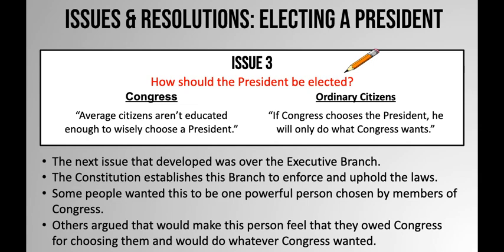And the executive branch, if you remember from Minnesota studies last year, is the branch that enforces or upholds the laws. Congress at this time really felt that the average person wasn't qualified to elect a president. And the ordinary people said, wait a minute, if Congress gets to choose the president, then that person will only do what Congress wants. But remember, everybody really wanted the voice of the people to show through in our government.